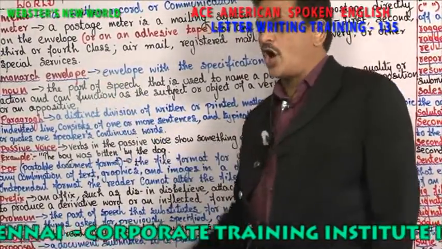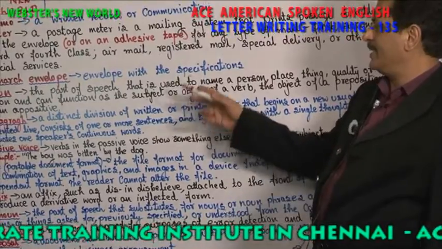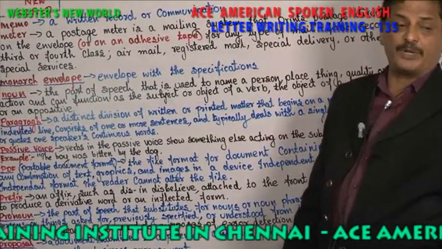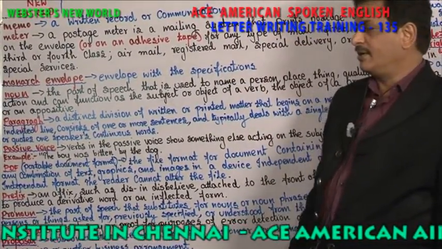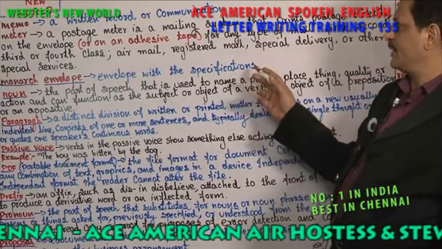What do you mean by monarch? Monarch means king. Monarch envelope means envelope with specifications. What do you mean by envelope? It's a cover, right? Envelope with specification.